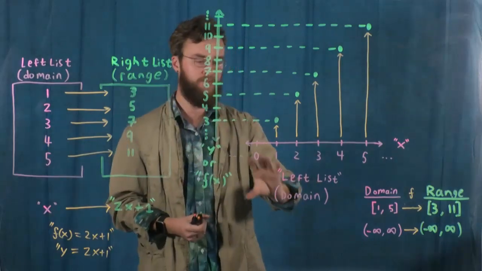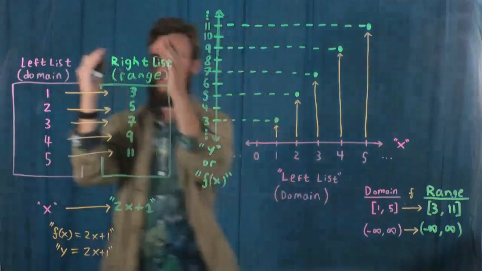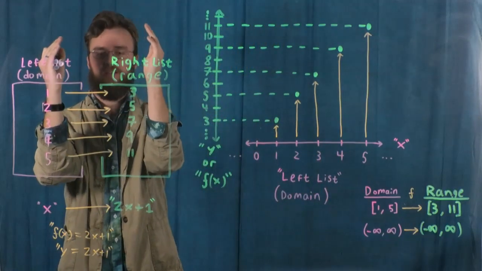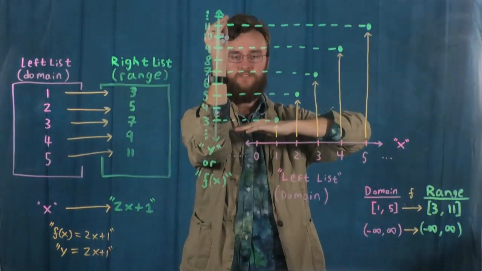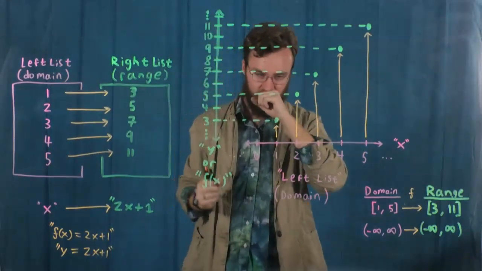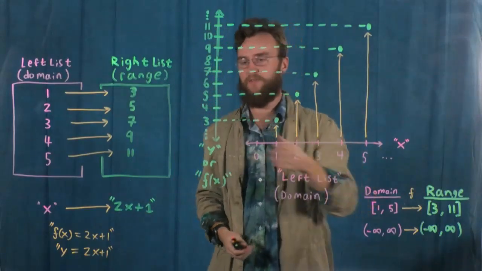So we have the left list or the domain horizontal. You could do it the other way around, where instead of flipping the input or the ingredient list down on its side, you could also flip the right list, the range, down on its side. But it's just traditional to put the domain flat and the range vertical.